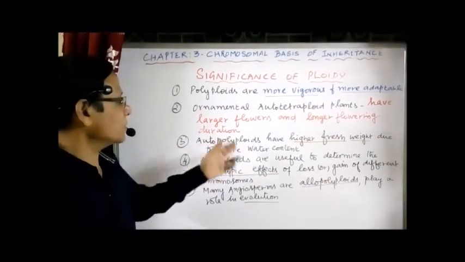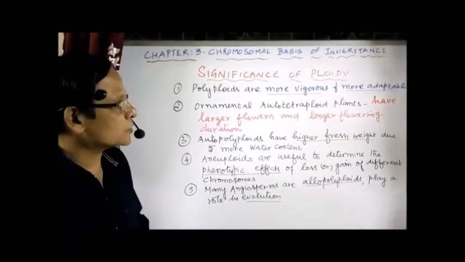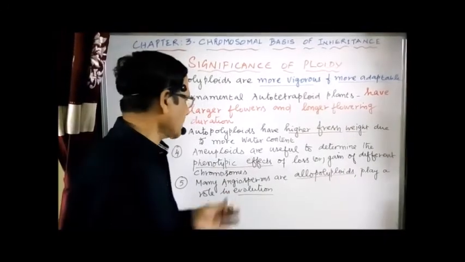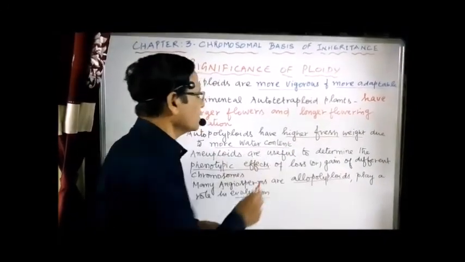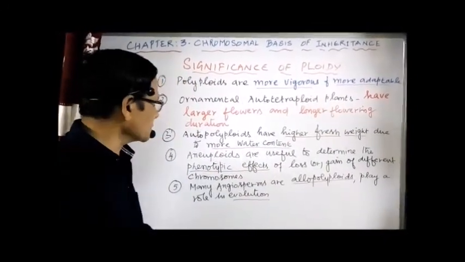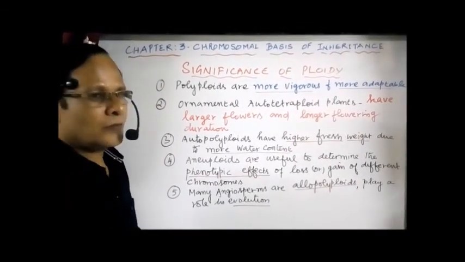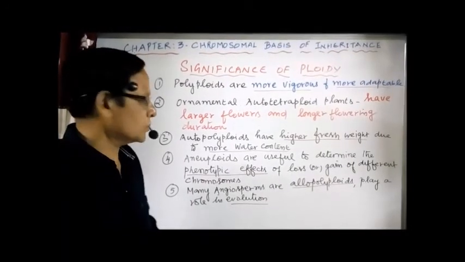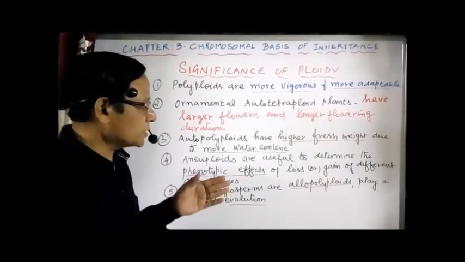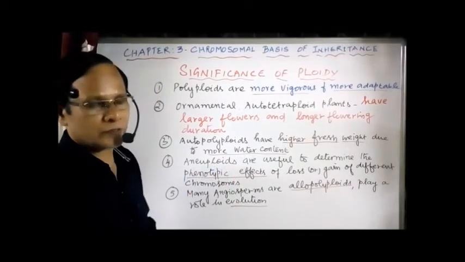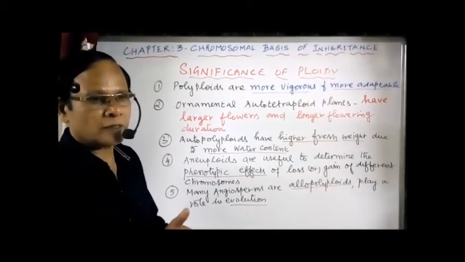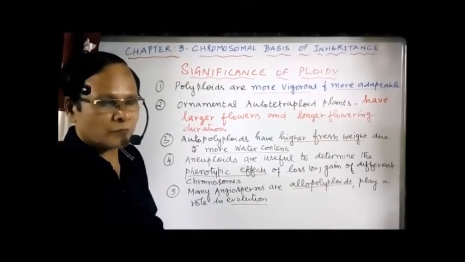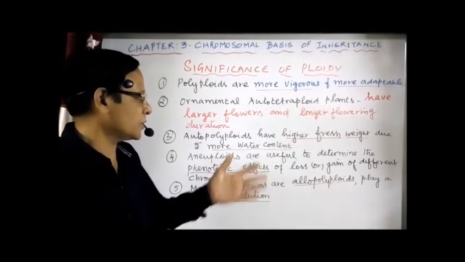Now the autopolyploids have higher fresh weight. This is due to the presence of more water content. Now we have the aneuploids, where there is a loss or gain of different chromosomes. Through aneuploids, you can determine the phenotypic effects due to loss or gain of different chromosomes, seen externally.